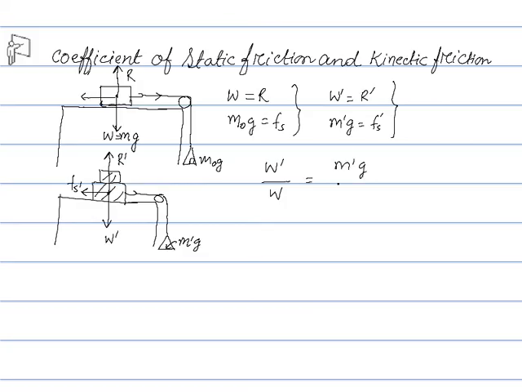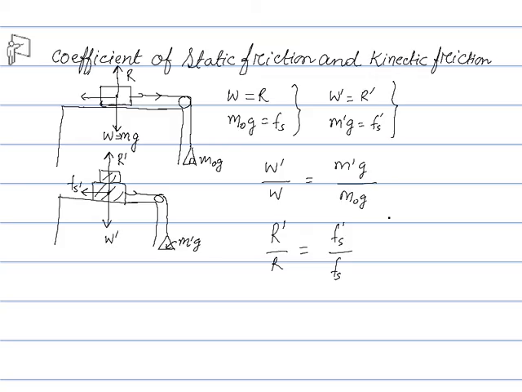Now from the experimental values, we find that w dash by w is equal to m dash g by m0g. So these two weights' ratio is equal to the ratio of these two weights. Therefore we conclude that R dash by R, the ratio of normal reactions, is equal to the same ratio of frictional forces.